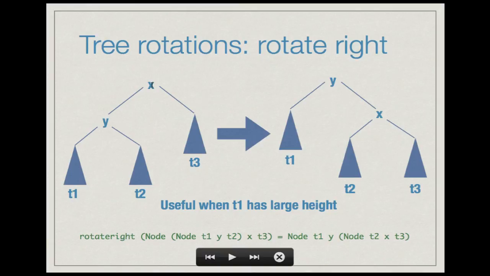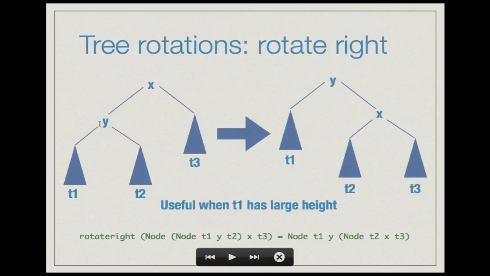We have a tree with root x and left subtree with its own root y and subtrees t1 and t2. The right subtree of the bigger tree is t3. Now we rotate this to the right, by which we mean that we will push this y up to the root and pull the x down. By pulling the x down, we mean that we will make x the right child of y. But if so, what do we do with the original right child of y? We make that the left child of x.